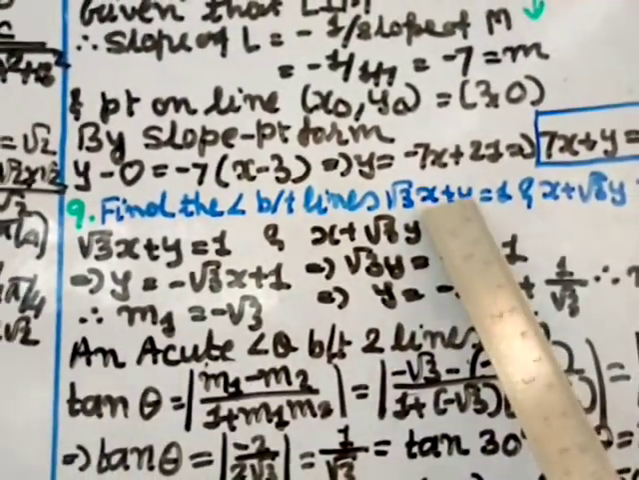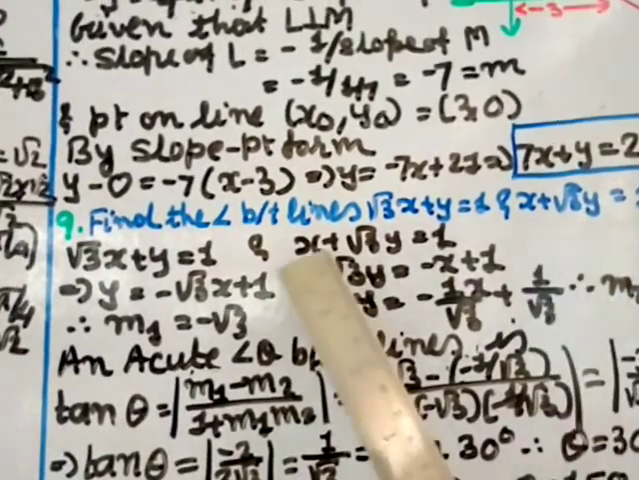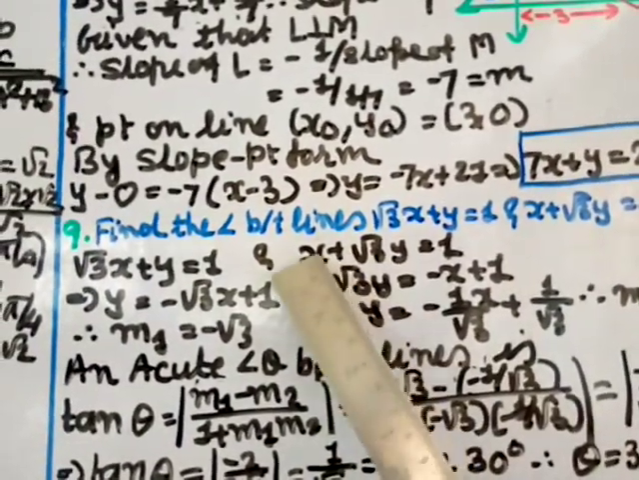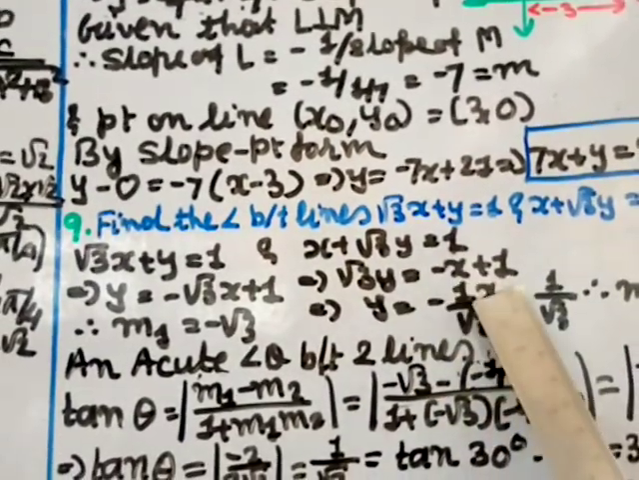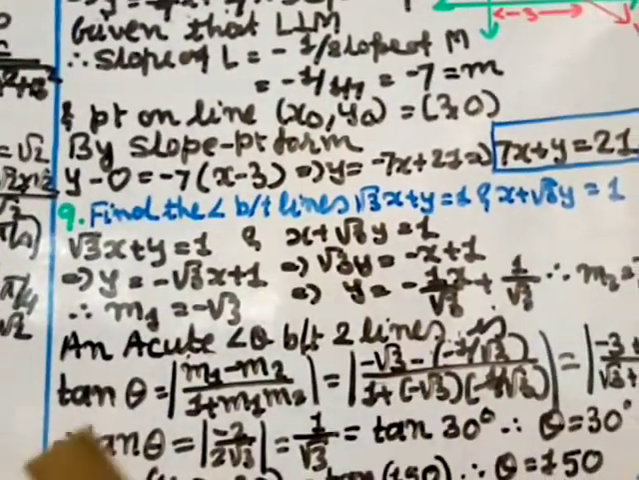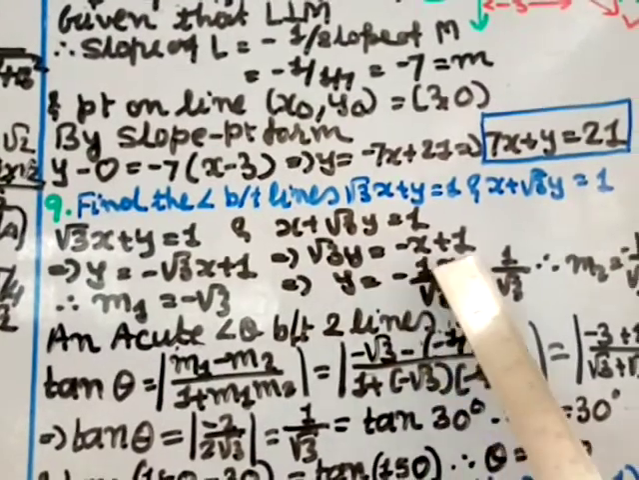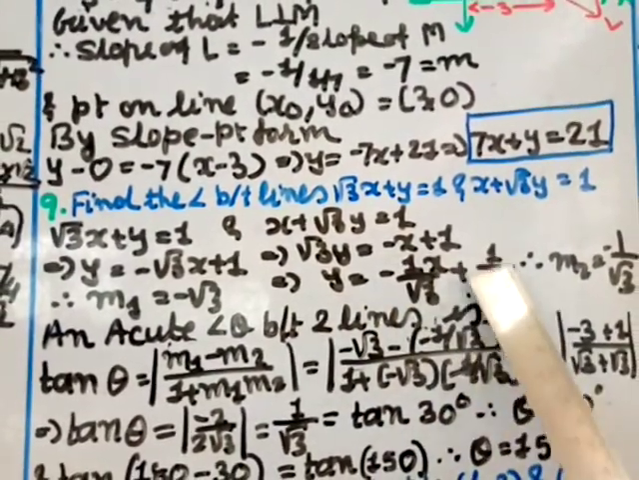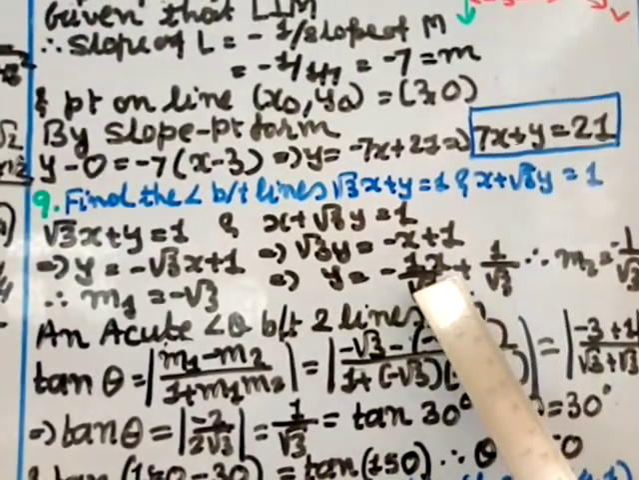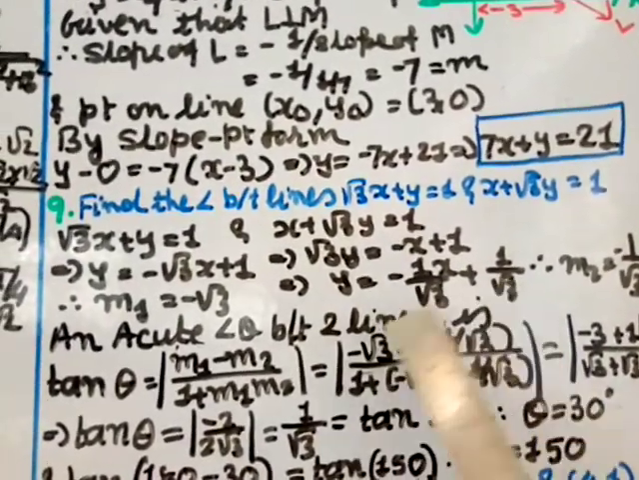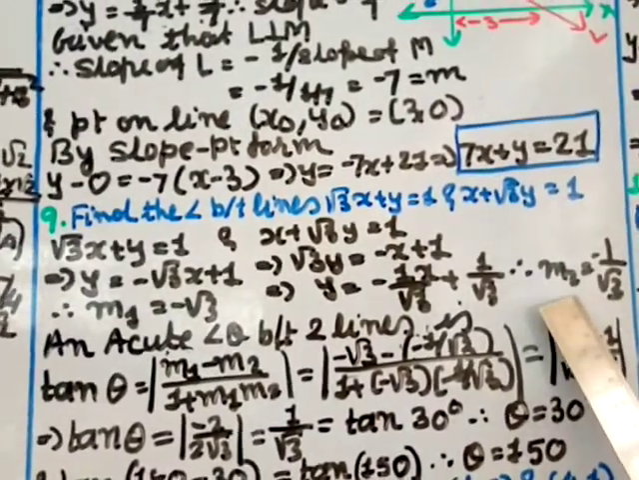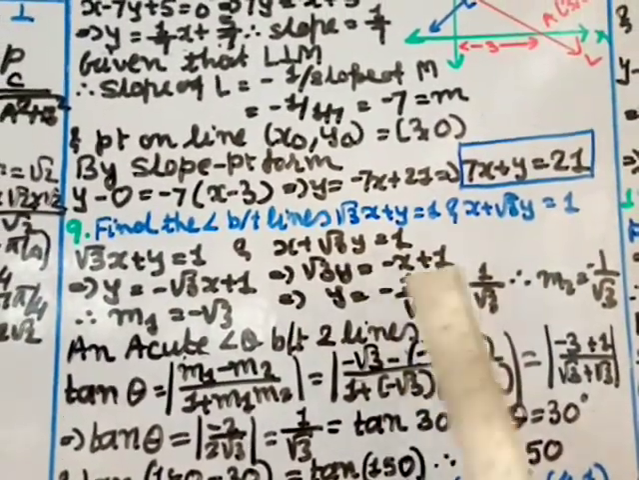Similarly, we'll find the slope of the second line, x plus root 3y equal to 1. Here root 3y we keep here and x transfer, so minus x plus 1. Here the y coefficient should be 1, so root 3 transfers over and goes in the denominator. So you get y is equal to minus 1 by root 3 x plus 1 by root 3. The coefficient of x gives you the slope of this line, so here the coefficient of x is minus 1 by root 3. That is m2, the slope of the second line.